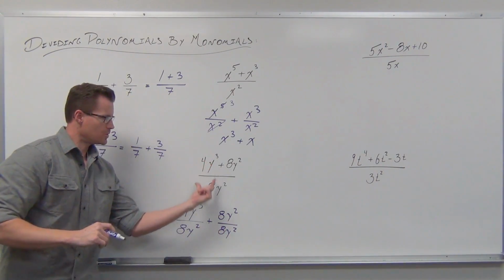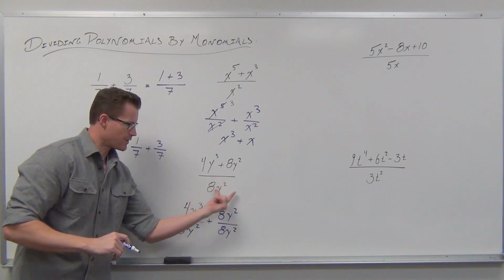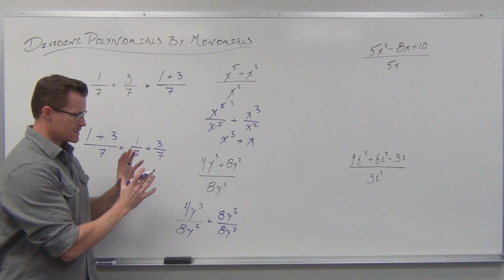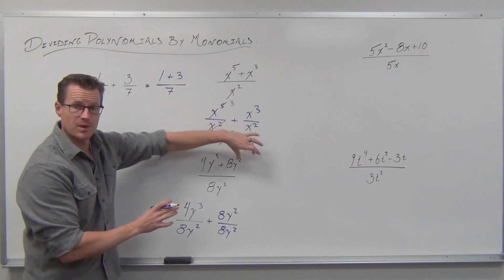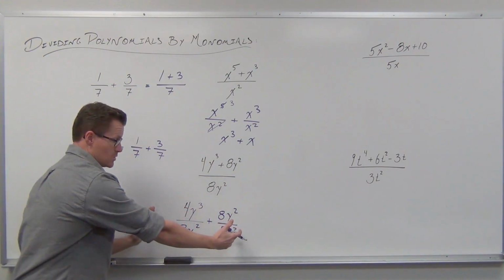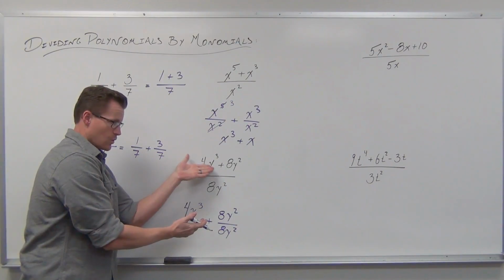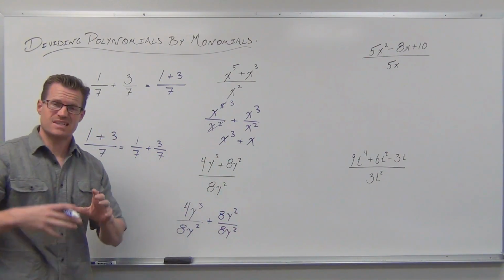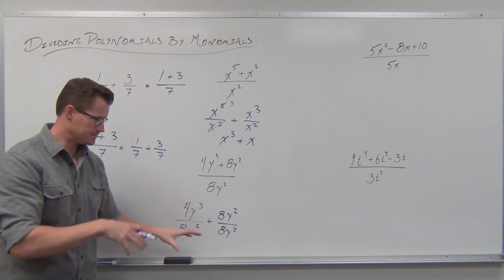So 4y cubed over 8y squared, no problem. 8y squared over 8y squared, not a problem. We're making one fraction for every term that we have over the same denominator. Hey, you could add this together and get back to there, so why not be able to split it up? What that does is let you simplify every fraction that you're given.